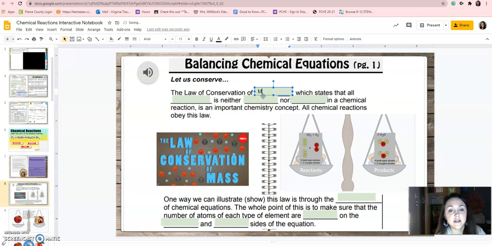It's the law of conservation of mass. It says that all mass is neither, just like energy, you know what this means, created nor destroyed. That means if you eat a banana, all of the banana is used in you. It's not lost, okay? So one way we can illustrate this is show the law through the balancing of chemical equations. The whole point is to make sure the number of atoms of each type of element are equal on the reactant and the product side, okay?